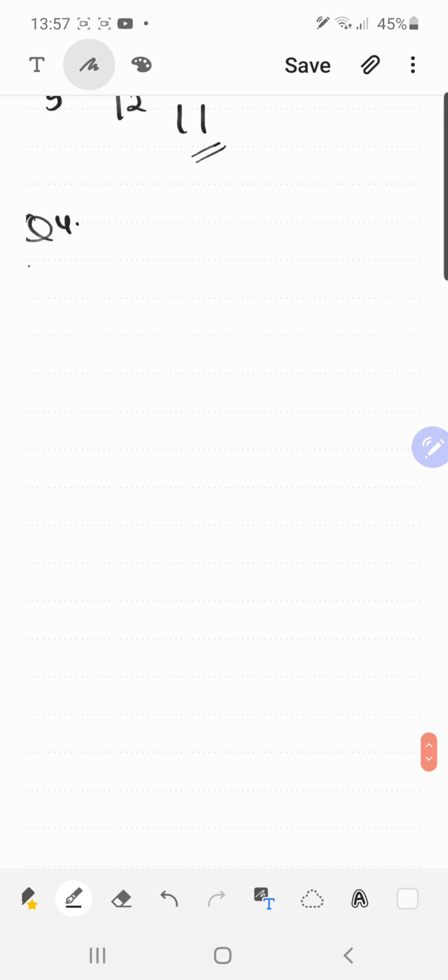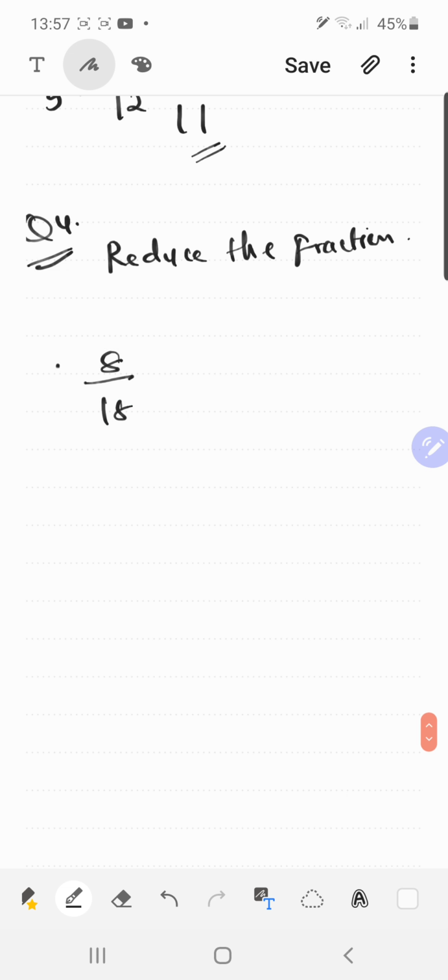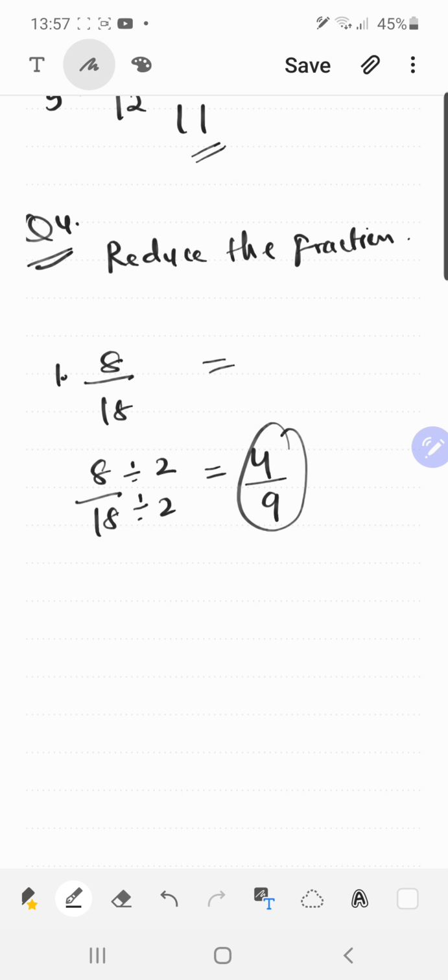I'll jump on to question number 4, which says reduce to the lowest term. Reduce the fraction. What do you mean by reduce the fraction? If I have 8 upon 18 and I want to reduce it, what I'll do is I'll take the least possible value and divide it. Like 8 and 18 can go in the table of 2. So I'll divide both by 2. I'll get 4 upon 9. And 4 upon 9 cannot further go in the same common table. So I'll keep the answer as it is.